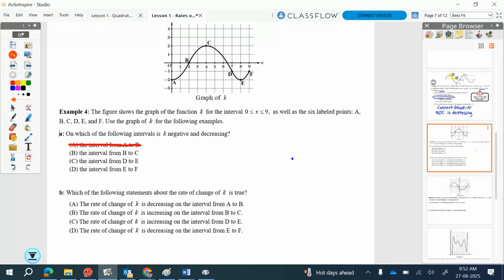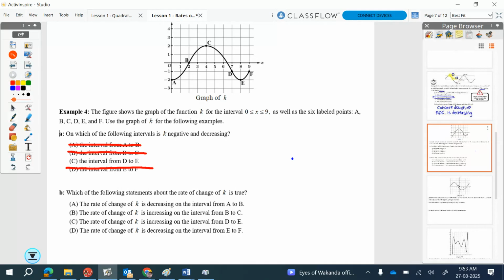From B to C is positive. No, so it's positive. D to E, it's negative, yep, and decreasing, yes. Let's just check the last one. The last one is E to F, it's negative, but it is increasing. So the correct answer through logical deduction is C.